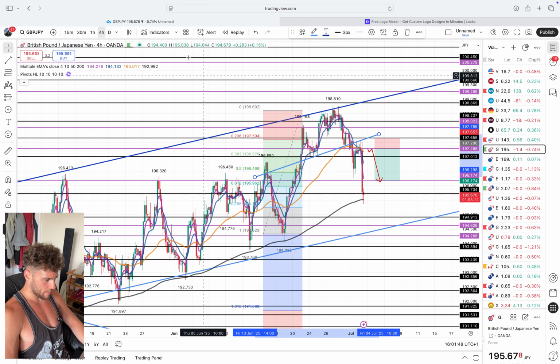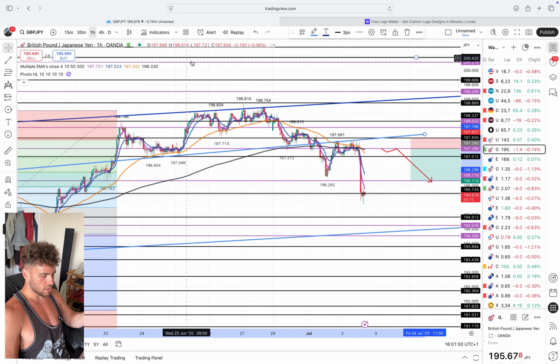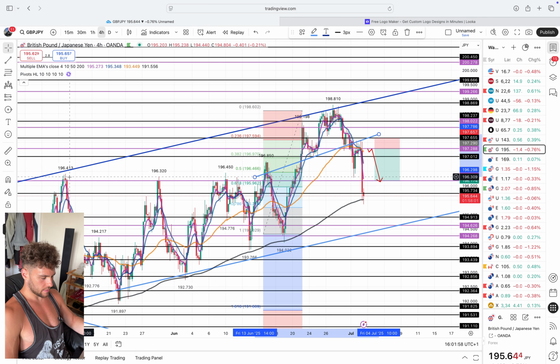So how many confirmations did we actually have in this trade? First confirmation was that we rejected this upper trend line. And what have we seen happen again? When we hit this upper trend line, we tend to come down. So that's the first confirmation of the sells. Second confirmation is this big impulse upwards. Usually when we get a big impulse, we tend to retrace it. As you can see, look, big impulse over here.